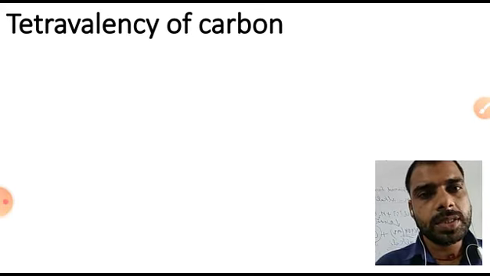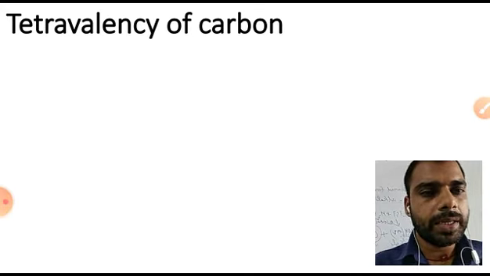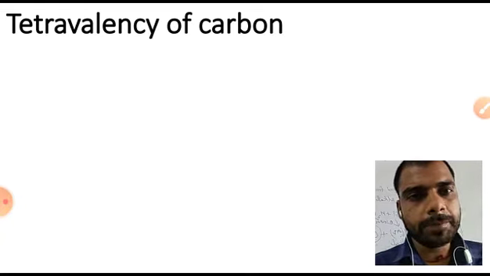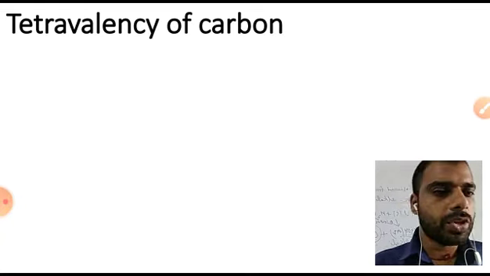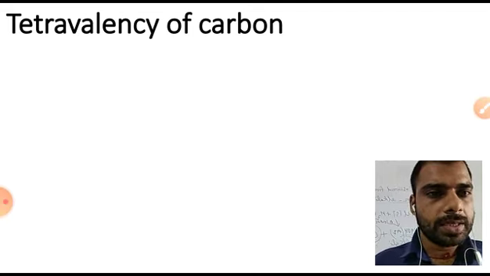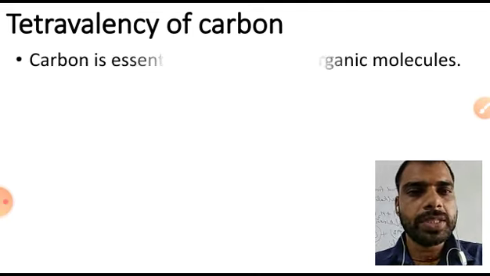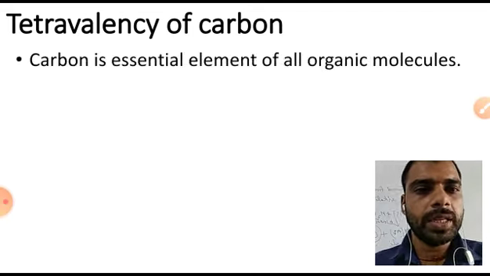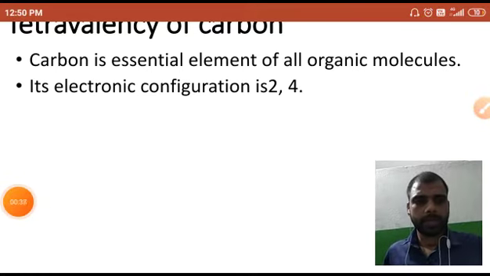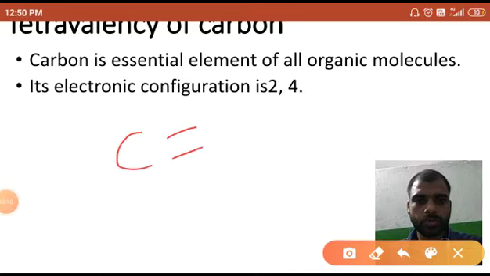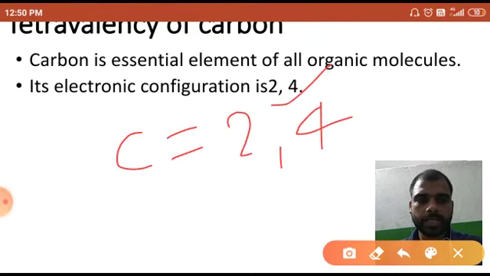So, dear students, this is the second video of class 11, and as we have started organic chemistry, we will talk about the tetravalency of carbon. As you know, the electronic configuration of carbon is 2,4, as it has atomic number 6. Carbon is having 2,4 electronic configuration, as you are seeing here.